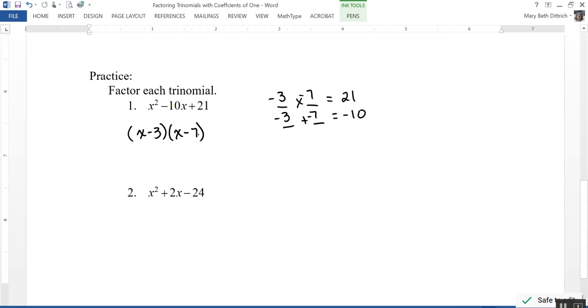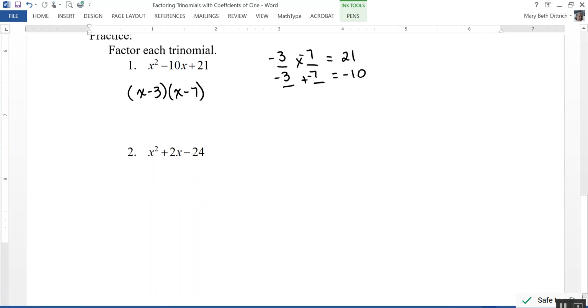And remember that when you're writing two things that are multiplied by each other, the order doesn't really matter because multiplication is commutative. So I could have written x minus 7 times x minus 3. And our second example here is x squared plus 2x minus 24.